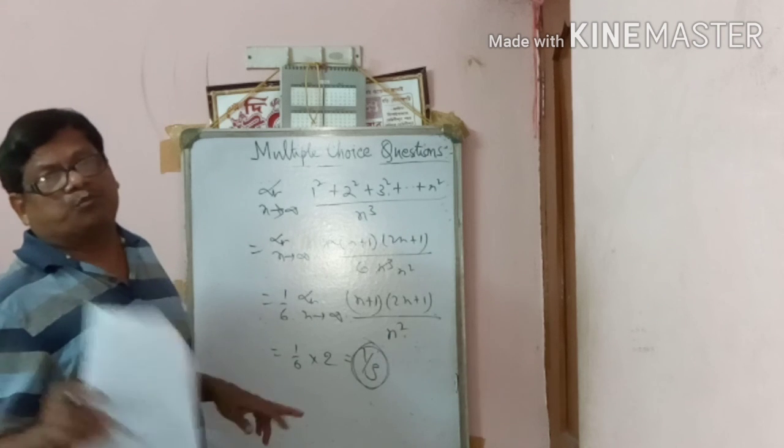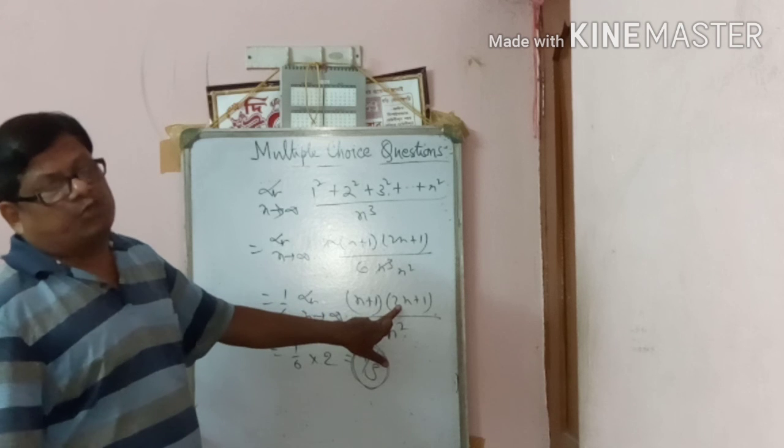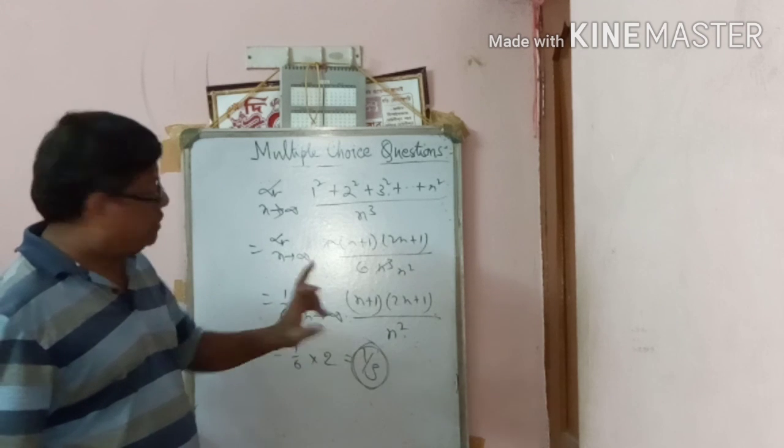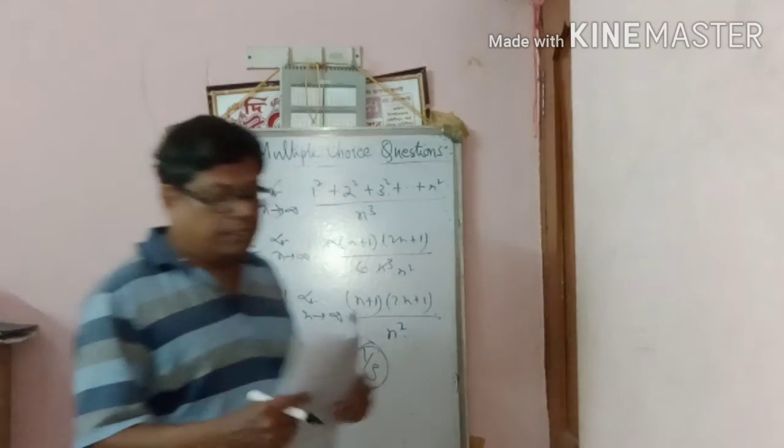Both the coefficients: here n square, here 2n square. The coefficient of n square is 2, and down is 1. So 2 by 1, that is 2. 1 by 6 times 2, one third is the answer.